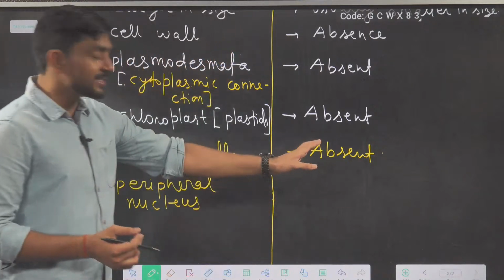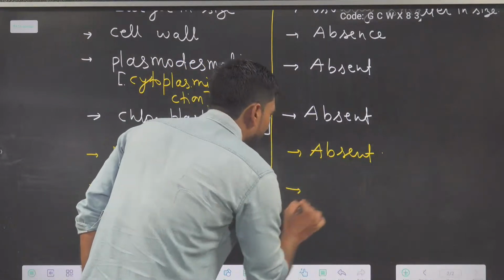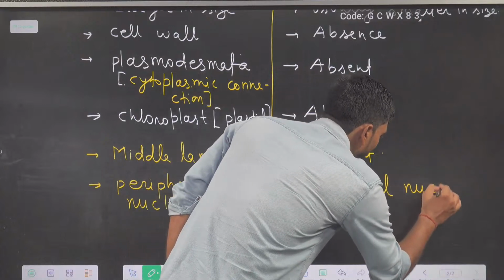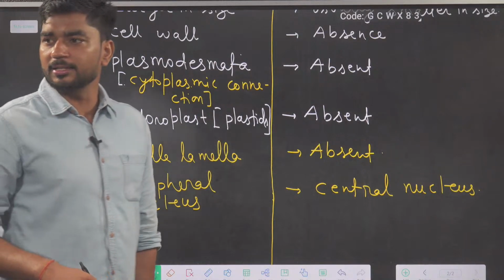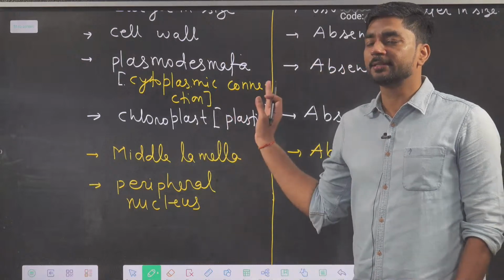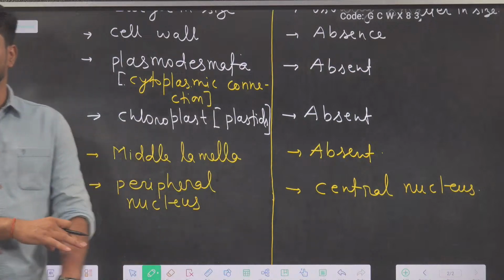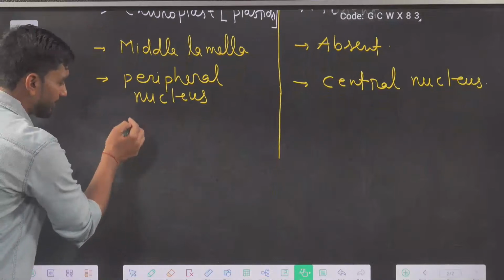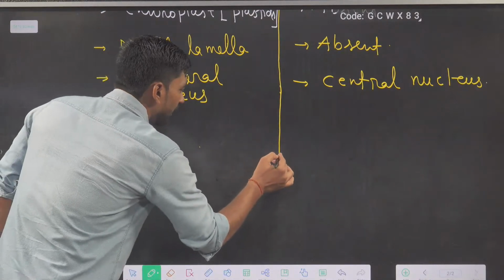Peripheral. In this case, the nucleus is what? So here we can say central nucleus will be present. Here the nucleus is at the center. So am I clear on this? Till this point, the difference between the plant cells and animal cells. Okay, now we'll move to the next. Directly we can jump to other differences.